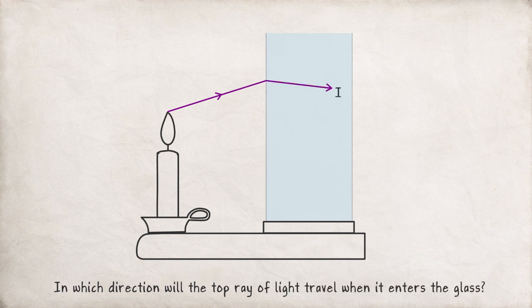Will it bend down so much that it actually travels downward? Will it bend down and still travel upward, but at less than 15 degrees to the horizontal? Will it not bend at all? Or will it bend upward and travel at an angle of more than 15 degrees to the horizontal?